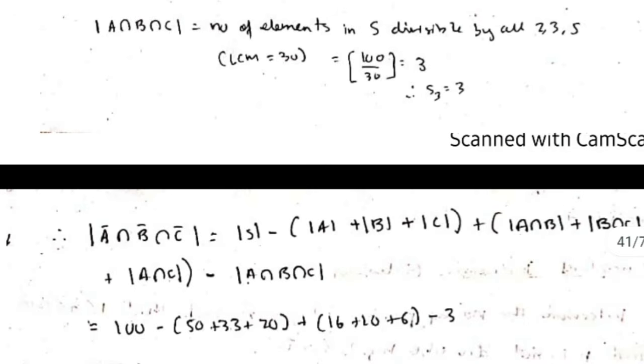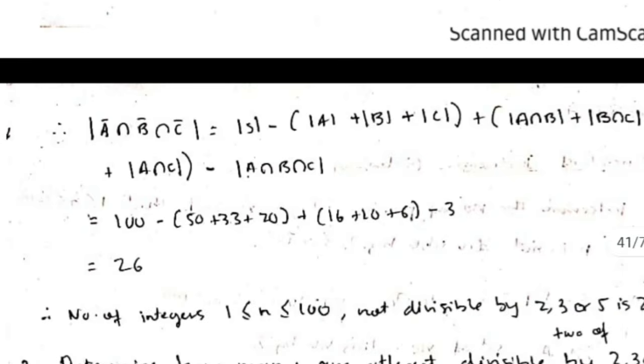After getting s0 to s3, we will write the formula here. A intersection b intersection c is equal to s0 minus s1 plus s2 minus s3. So we will just use those values to get the final answer.